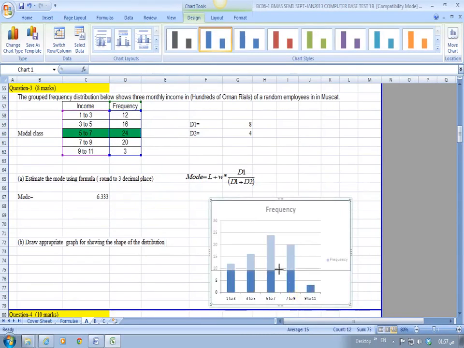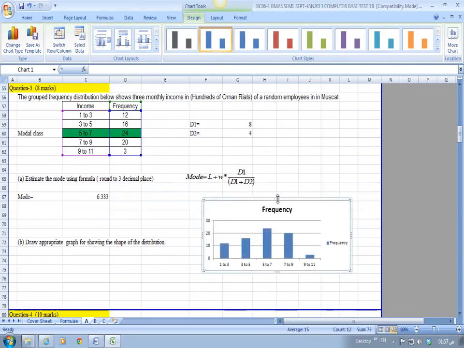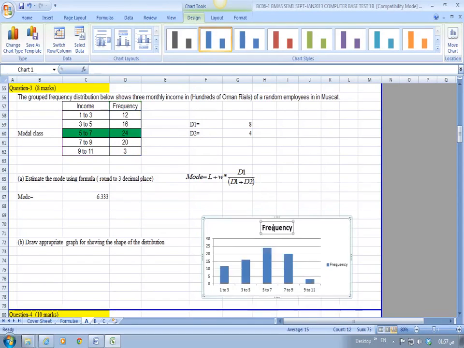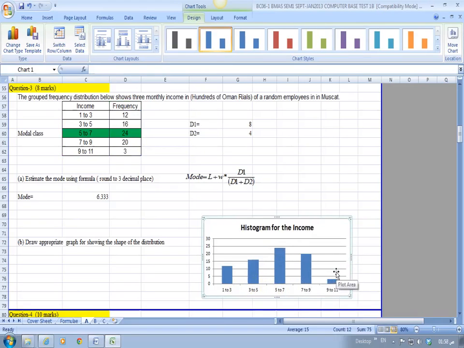You can make it small, you can make it according to the location which you have. If you have a small place, you can make it small. Up here we name it histogram. Employees income. Then here still it is a column chart. This frequency is not required, just click it and delete.